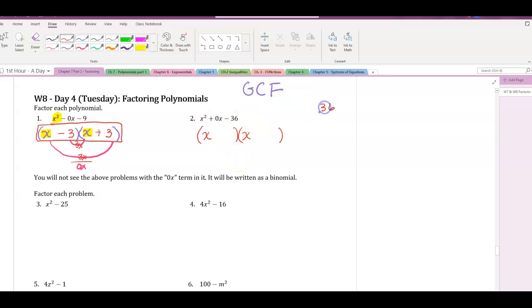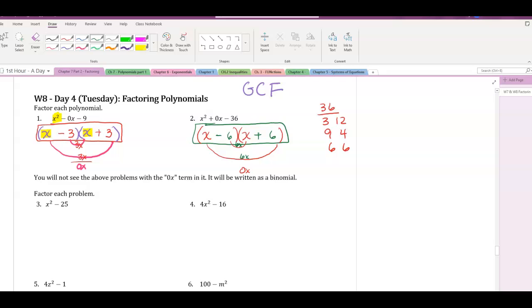Well, I can use 3 and 12. I can use 9 and 4. I can use 6 and 6. And remember, since these are both coefficients of 1, I need this times this. I need that to add to 0x. So I'm going to need these to be the same thing. One's just going to have to be positive and one's going to be negative. So if I use 6 and 6, then it works, and then I'm just going to pick one to be positive and one to be negative.